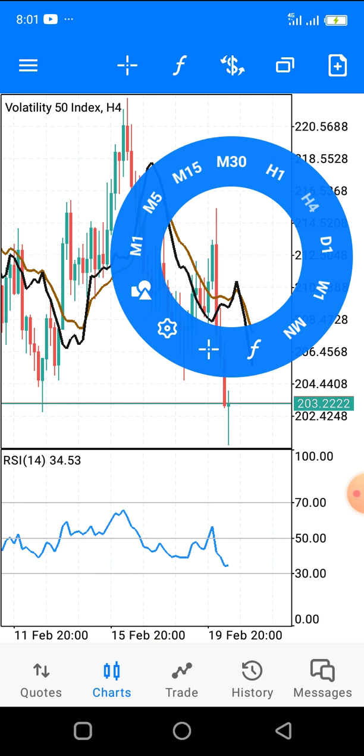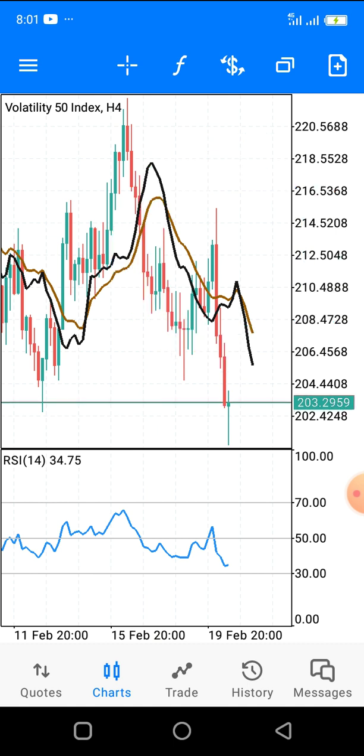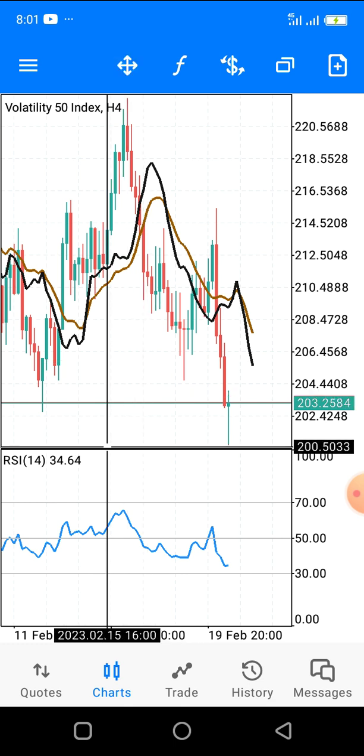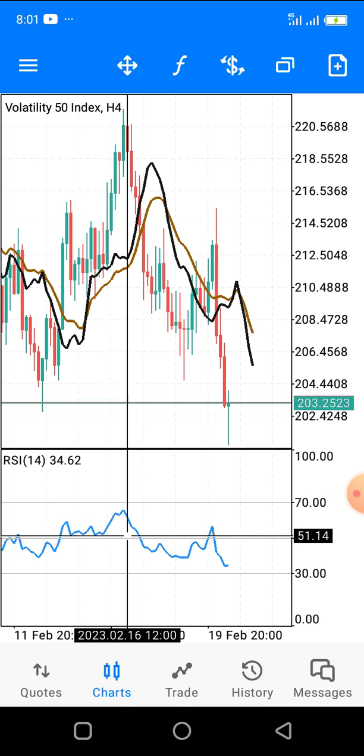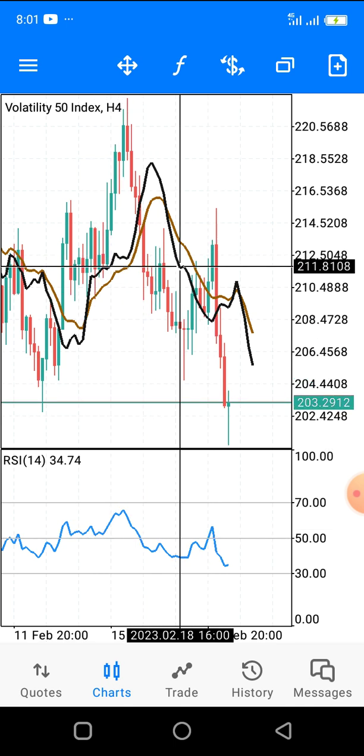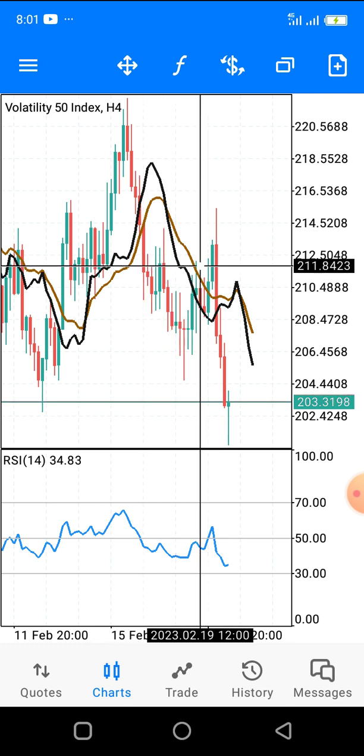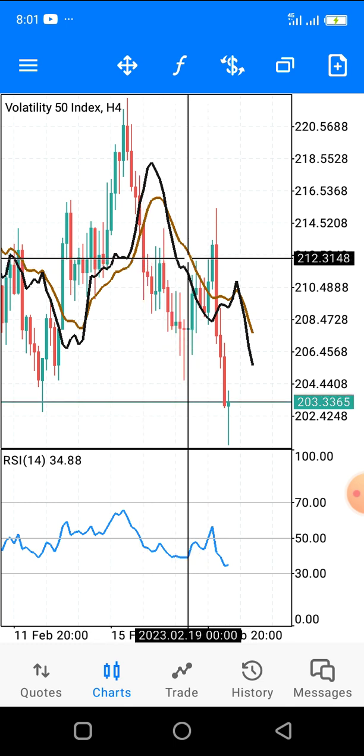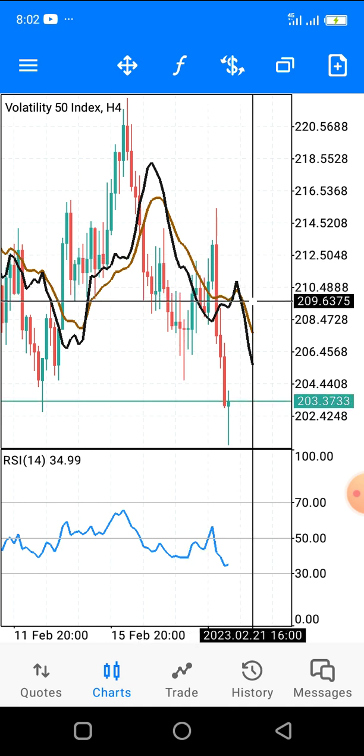Now I'm here to bring you a very nice, easy forex strategy that I use to make money from the forex markets. This is volatility 50 index. Now I combine the RSI, the relative strength index, with my two moving averages. Right here I have my 5 period exponential moving average, and also my 12 period exponential moving average.